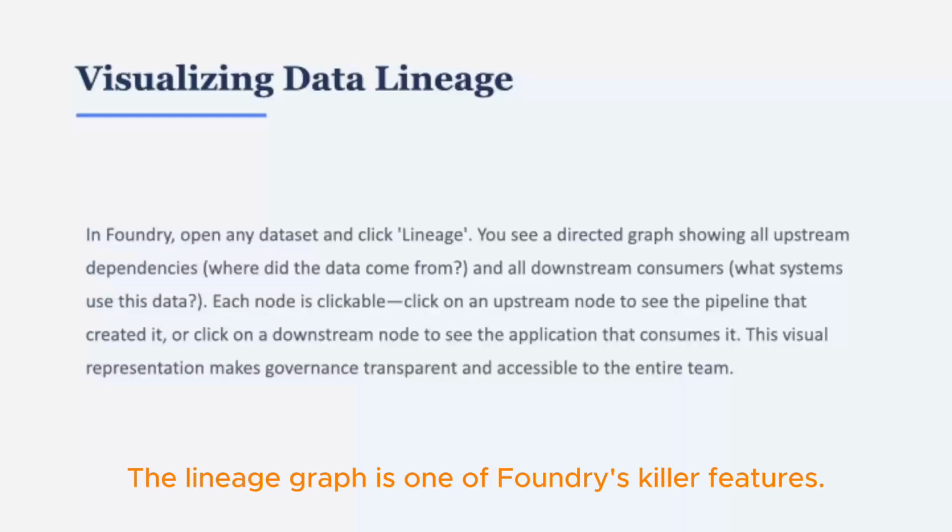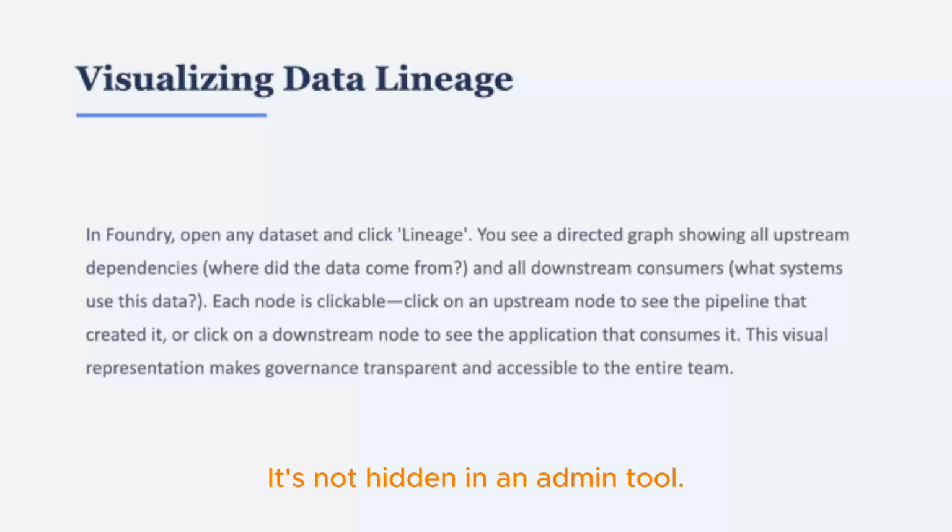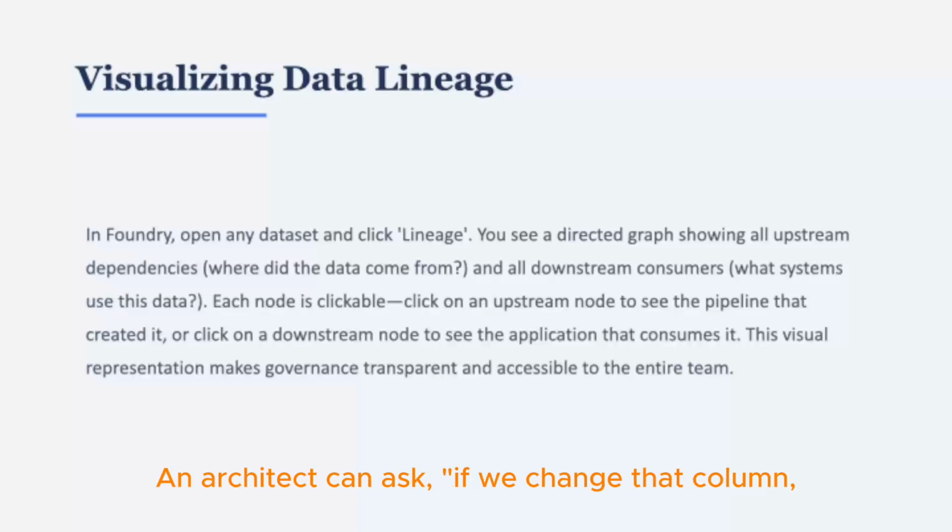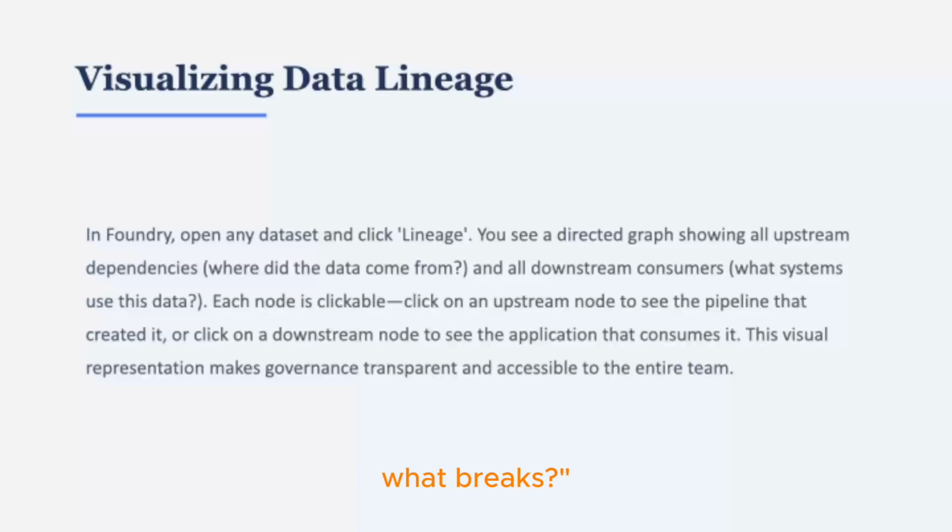The lineage graph is one of Foundry's killer features. It's not hidden in an admin tool. It's visible to anyone with access to the data. An analyst can immediately see this dataset depends on that pipeline, which reads these three raw files. An architect can ask, if we change that column, what breaks? And the lineage graph shows the full impact.